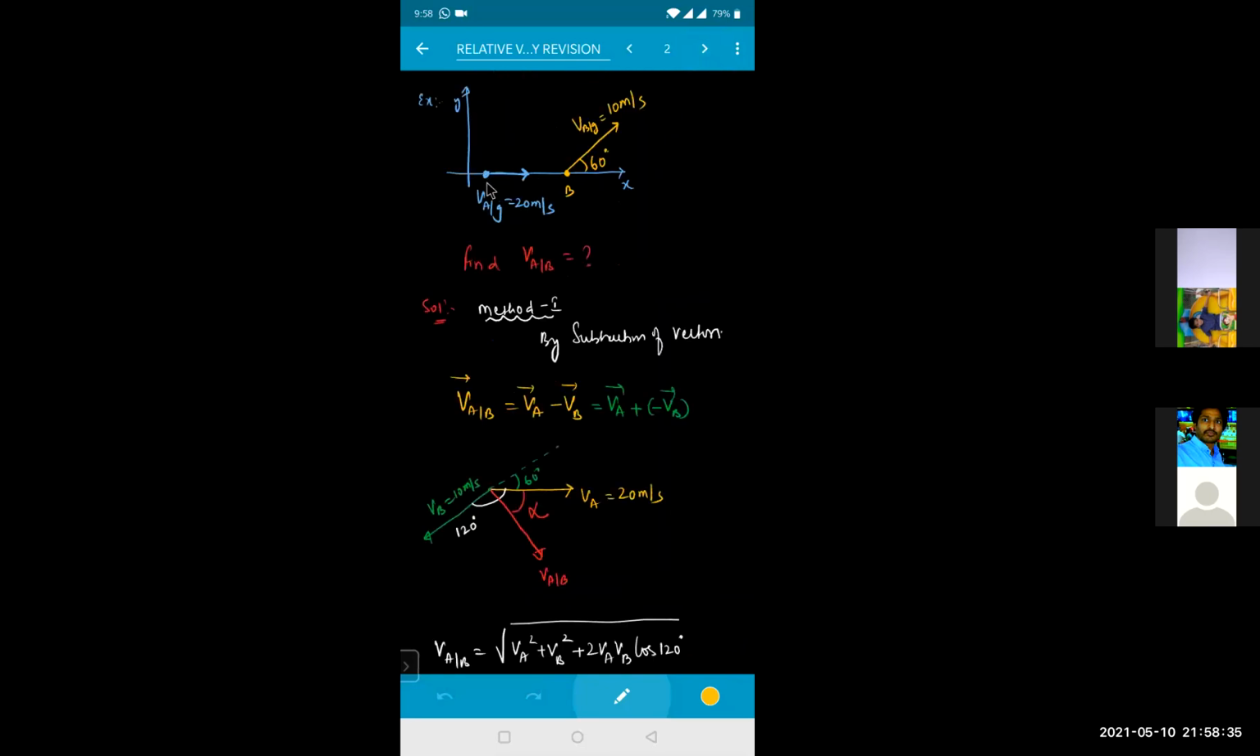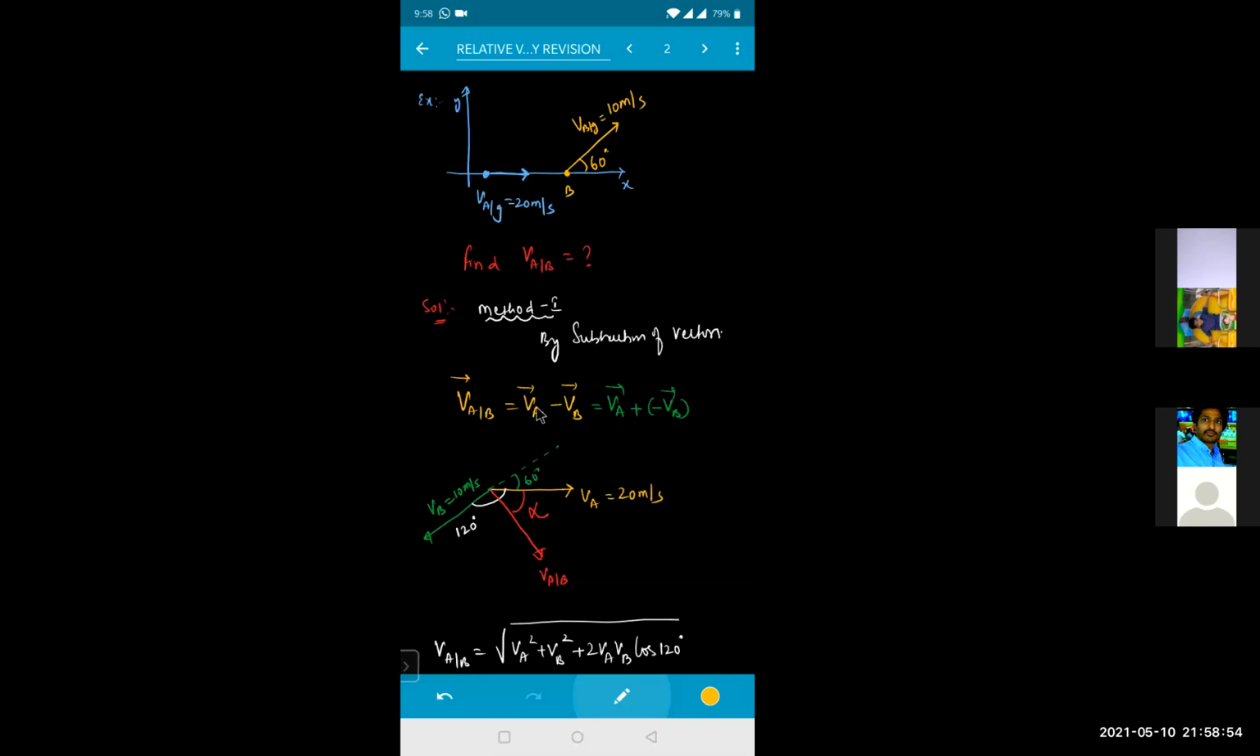In the same way, here you see this one. A is moving in the positive x-axis at 20 meter per second. B is moving at 10 meter per second, making an angle of 60 degrees. You can do it with two methods, but try to do it with the vector method or by the resolution of vectors. So first one is by the subtraction of vectors. I need to calculate velocity of A with respect to B.